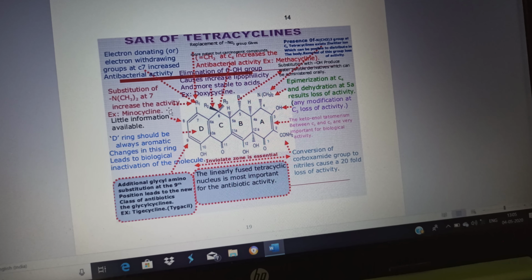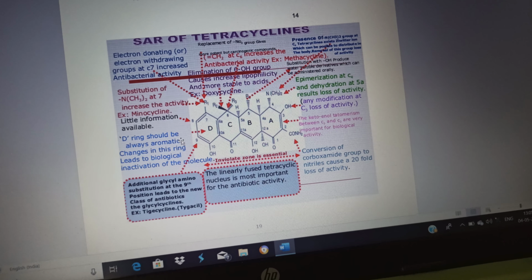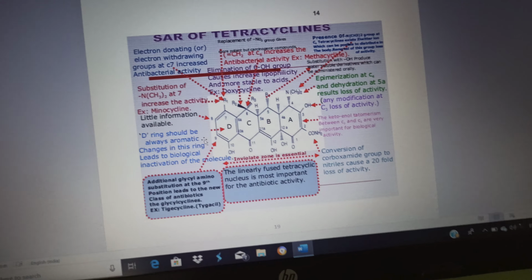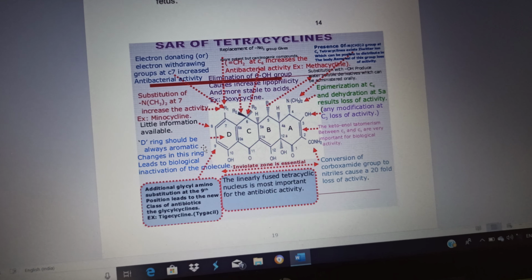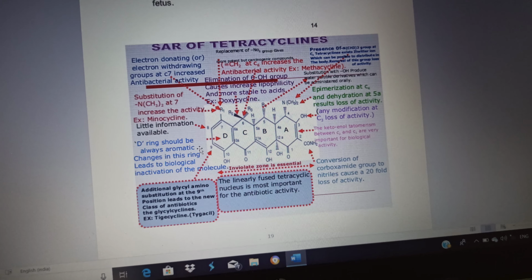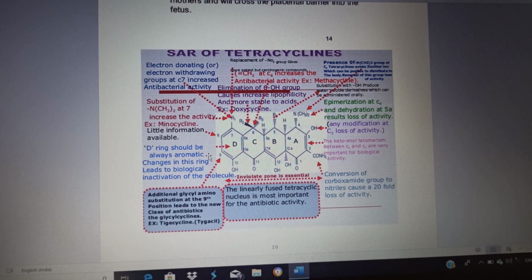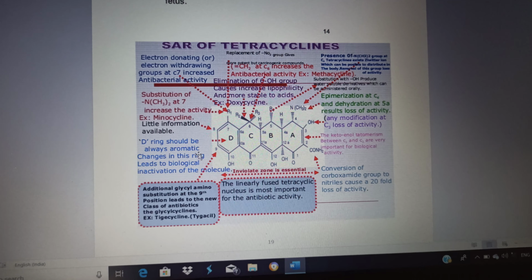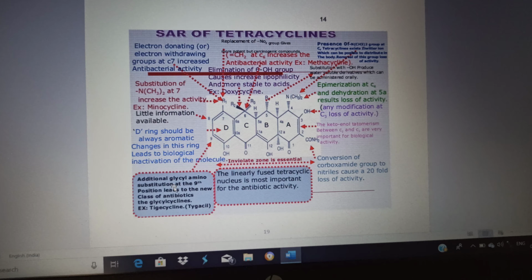Example is minocycline. Next one is the D ring should always be aromatic, means it should not change from the aromatic ring, means it should not be replaced by a 5-membered or 4-membered ring. Changes in the ring lead to biological inactivation of the molecule.